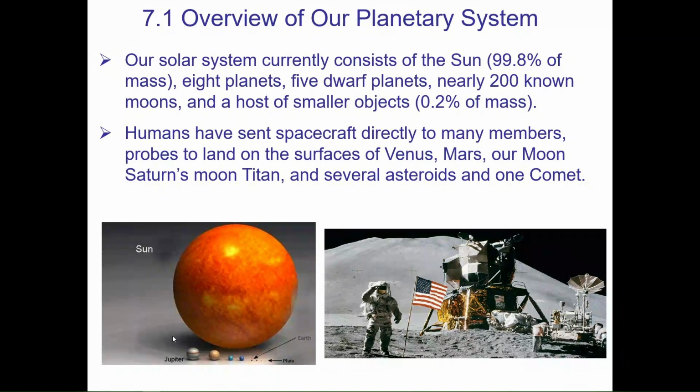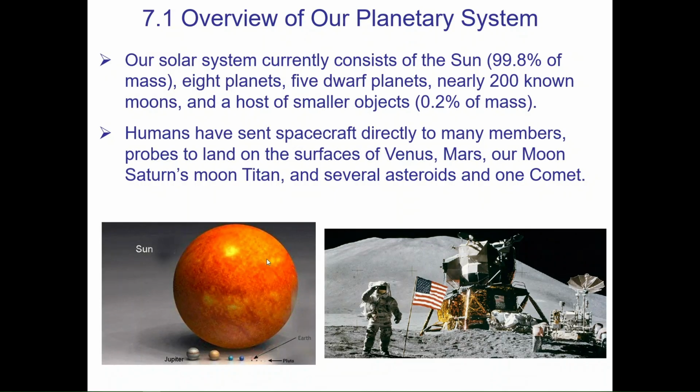If you put the sun and 8 major planets in scale, you can see in this picture, their size is in scale, but not the distance. You can see even Jupiter, the largest planet in the solar system, is still much smaller compared to the size of the sun.